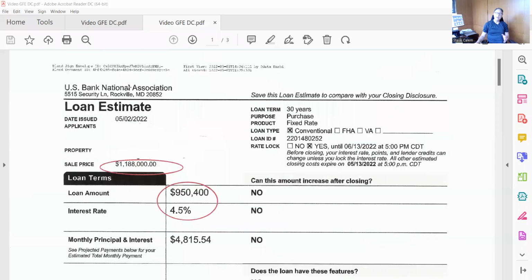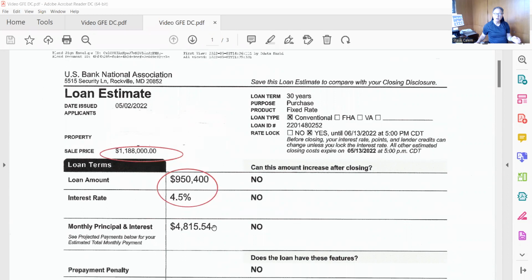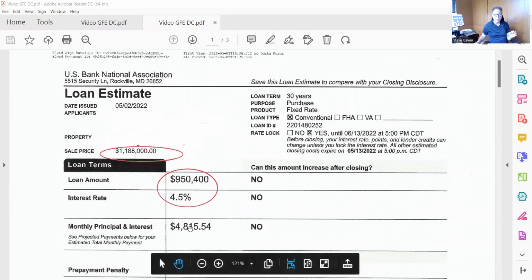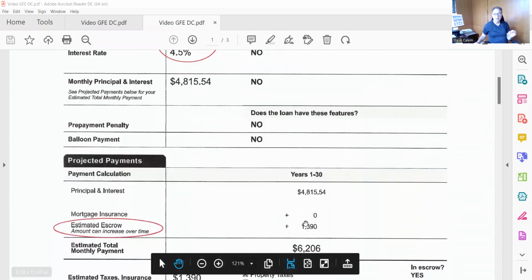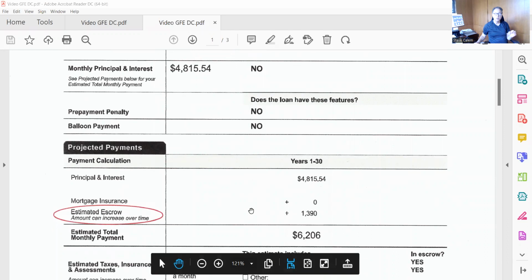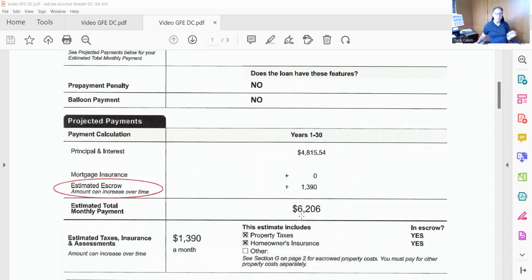Okay, so it's a 3-page form, and the first page is the general information of your purchase price, in this case 1188, and the loan amount, in this case it's an 80% loan, 950,000, and the rate. And it's broken down to your payments, which includes principal interest right here, and escrows for taxes and insurance. And that's included here for the total payment there of 6206.